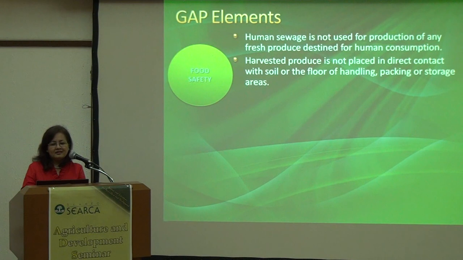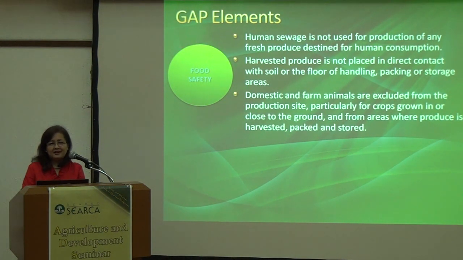Harvested produce is not placed in direct contact with soil or the floor, which is a very common practice among our farmers. You harvest from the field, of course, you just put the produce on the side of the seed beds, and then they are ready for collection by those who have carrying baskets.